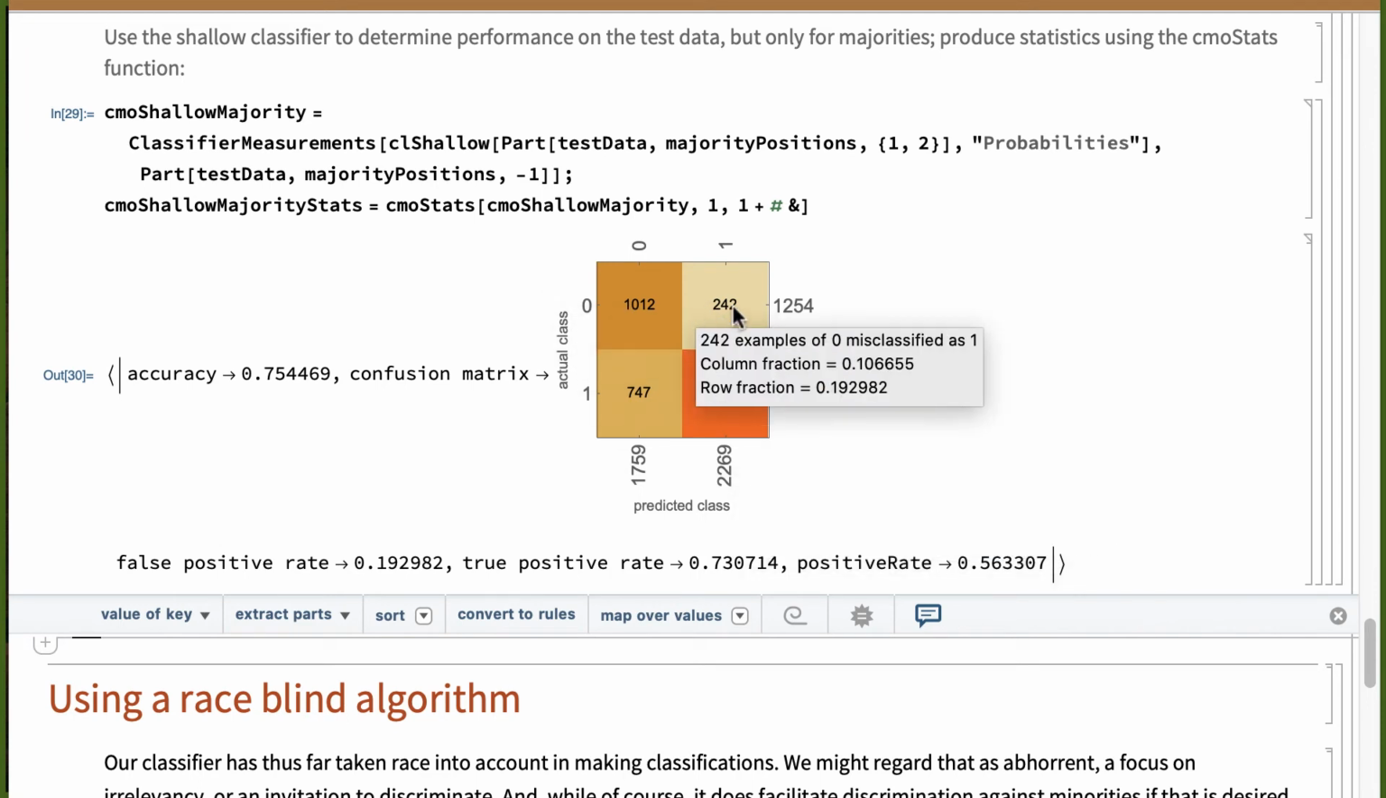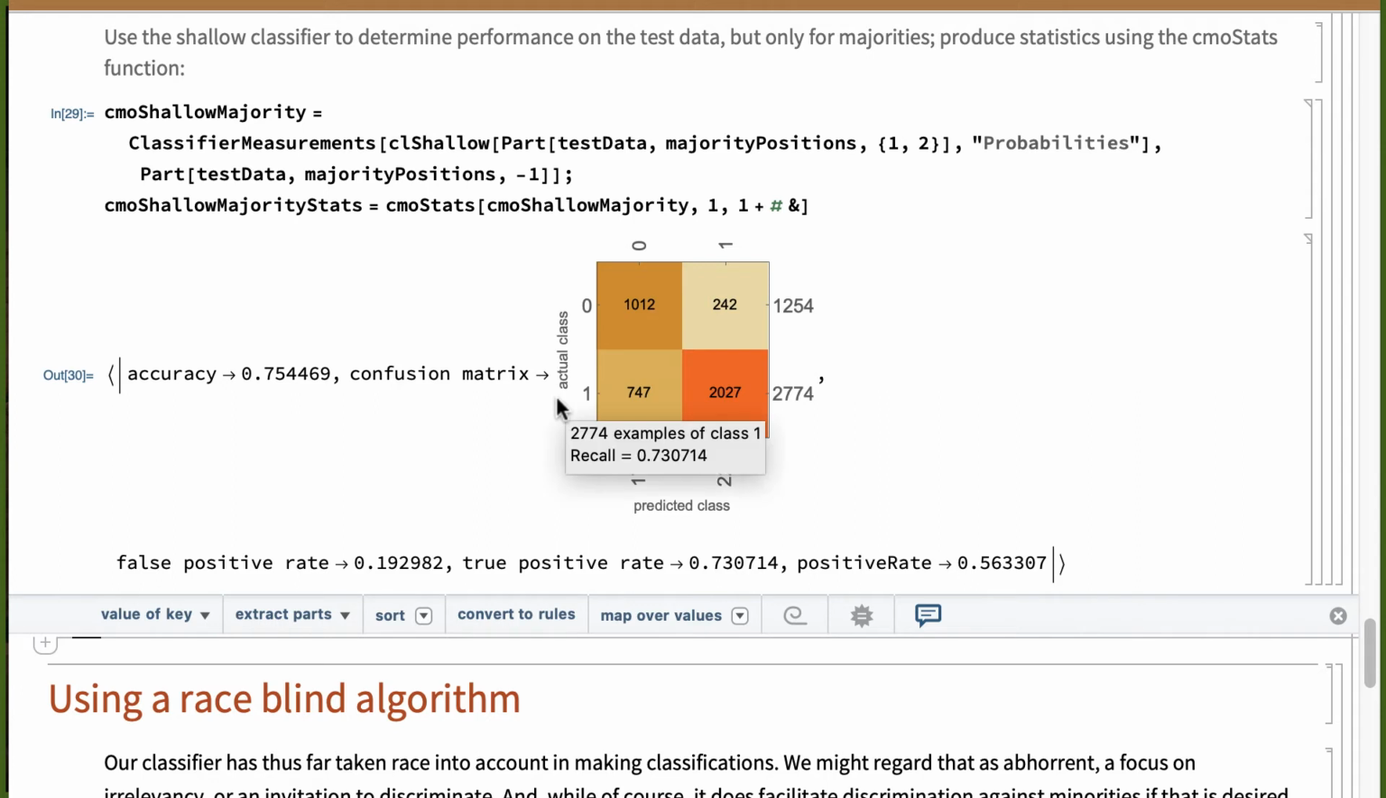It is letting in some unqualified members, the son of the prestigious financier who gave a lot of money to the school but is really dumb. For those who would be successful, it is letting a fair fraction of them in. So it looks like actually minorities did better when the classifier was more sophisticated.